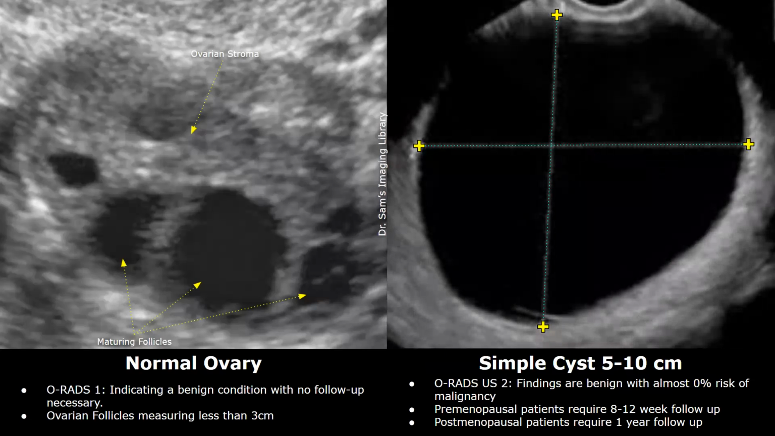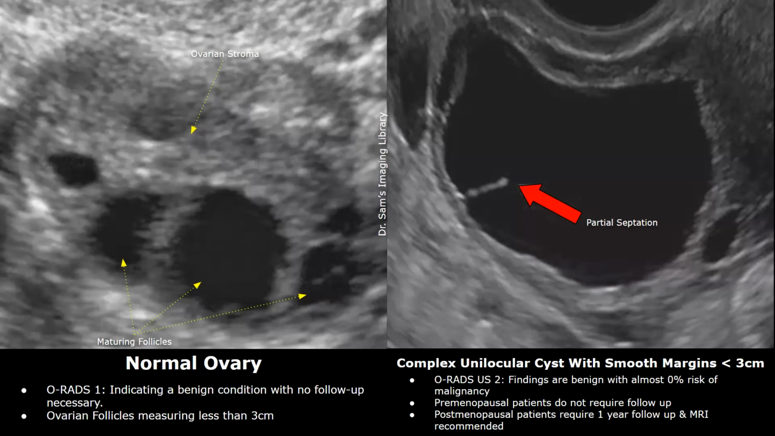If the simple cyst measures between 5 and 10 centimeters, then premenopausal patients require 8 to 12 week follow-up and postmenopausal patients require 1-year follow-up. This is not a simple cyst because it has a partial septation, so this will be a complex or a non-simple cyst. It is a complex unilocular cyst with smooth margins. This type of cyst also falls under O-RADS 2.